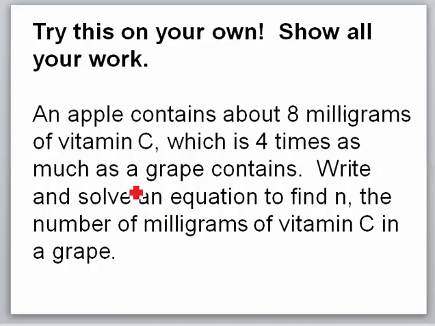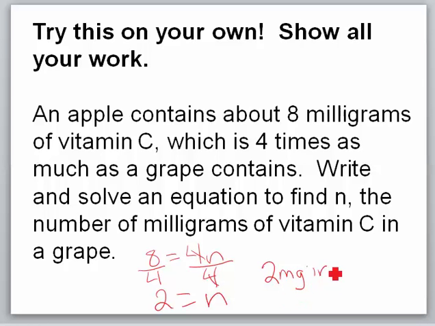Alright, let's see how you did. Did you set your equation up as a equals 4 times n? Then you solved for n, so you divided by 4 on both sides to undo that multiplication. Okay, these reduced to 1, brought down the equal sign, n, 8 divided by 4, that's 2. If that's what you did, okay, then you're good. So there are 2 milligrams in a grape. Okay, and that's what you got. Give yourself that smiley face.